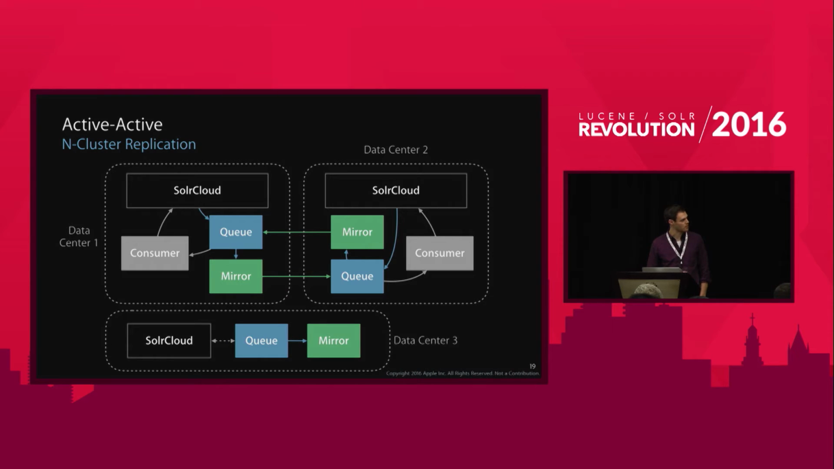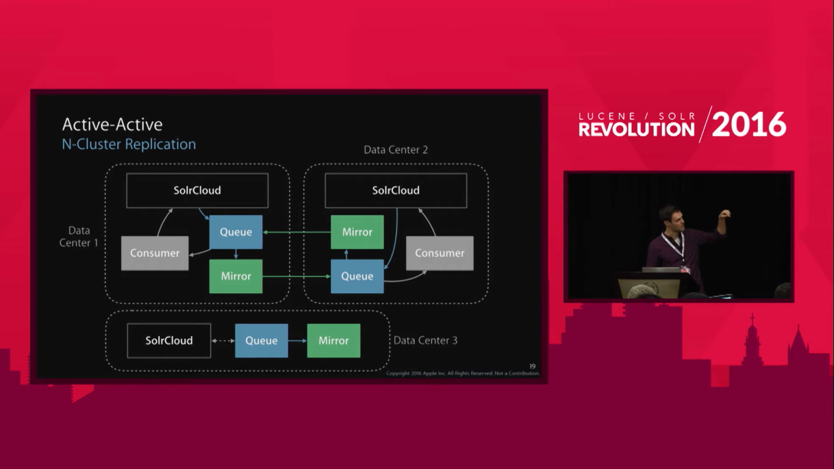And then we bring up a third data center with a Solr cluster and its consumer, and then a queuing service and a mirroring service. And basically, if we now want to have three-way replication, then what it means is any update that goes into data center 1, it goes into the queue, and the mirroring service now, we want it to replicate it to two places, the queue in DC2 and the queue in DC3.